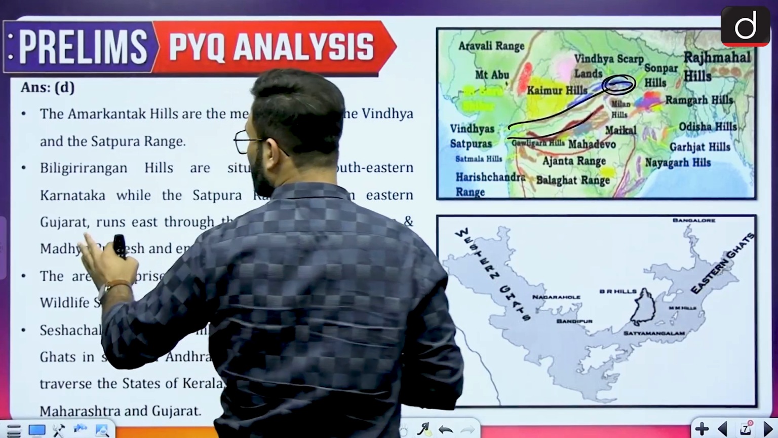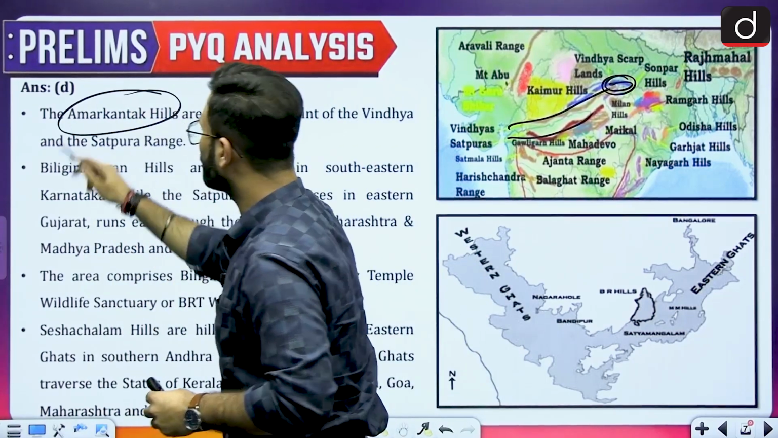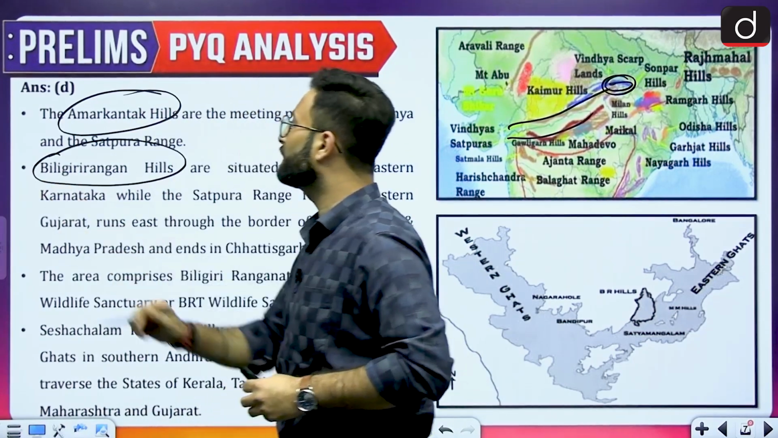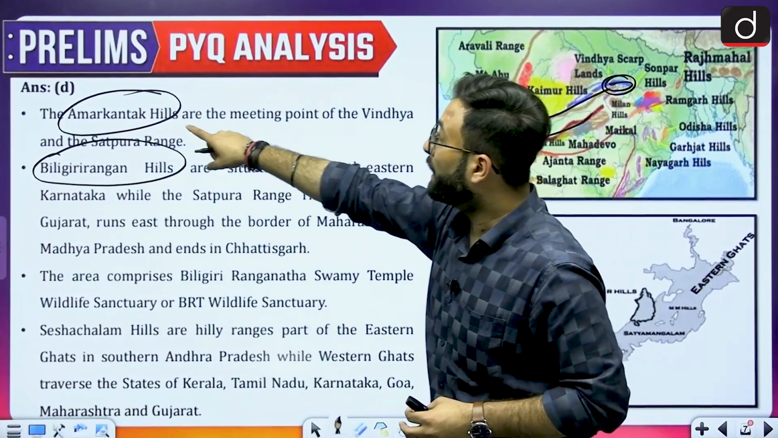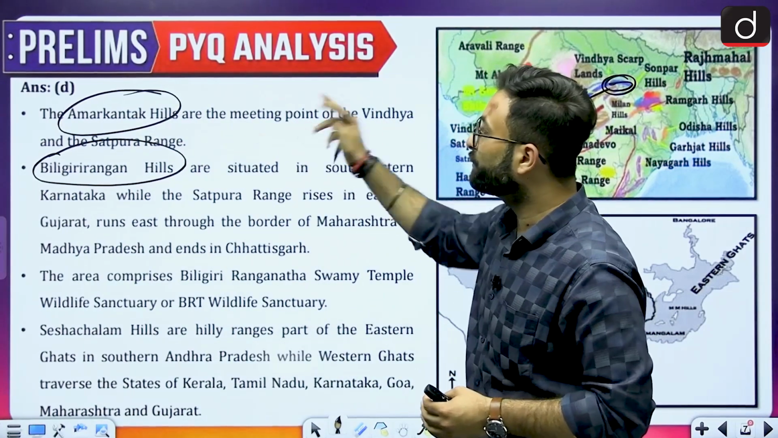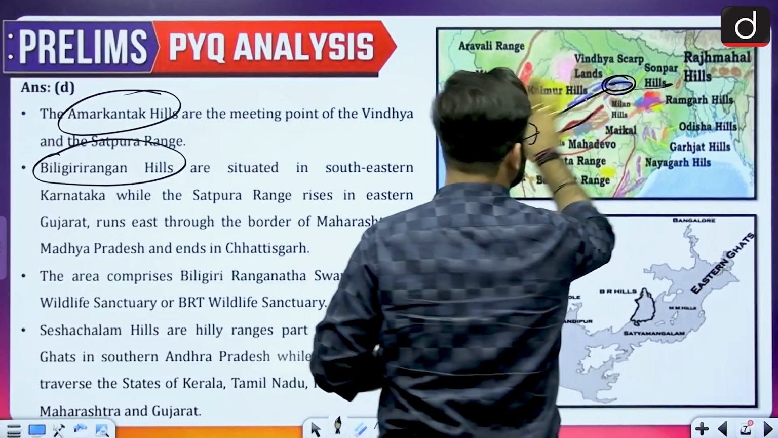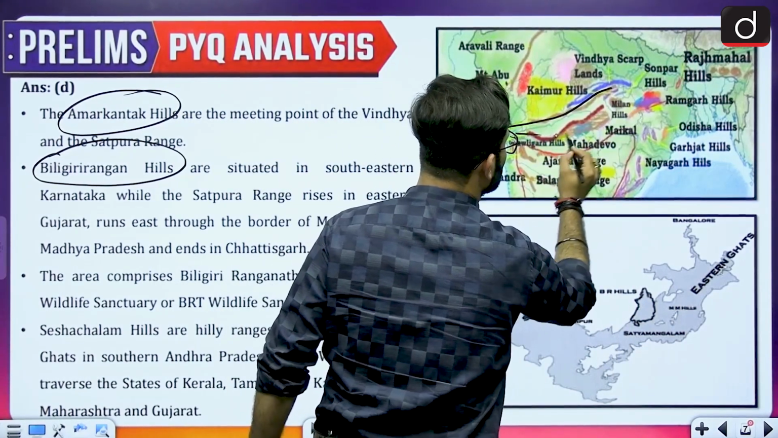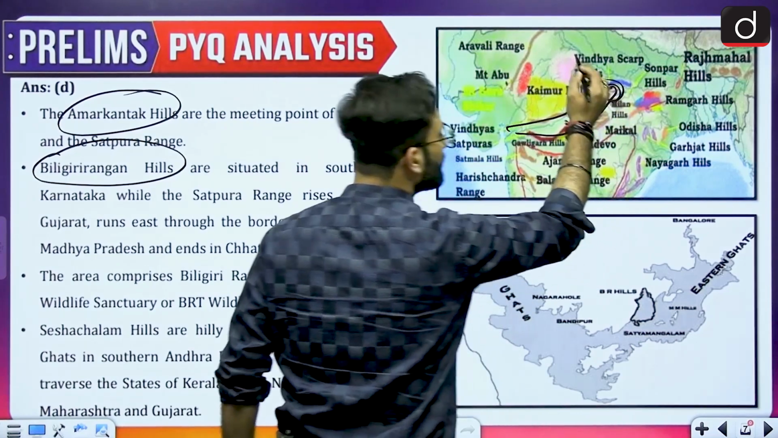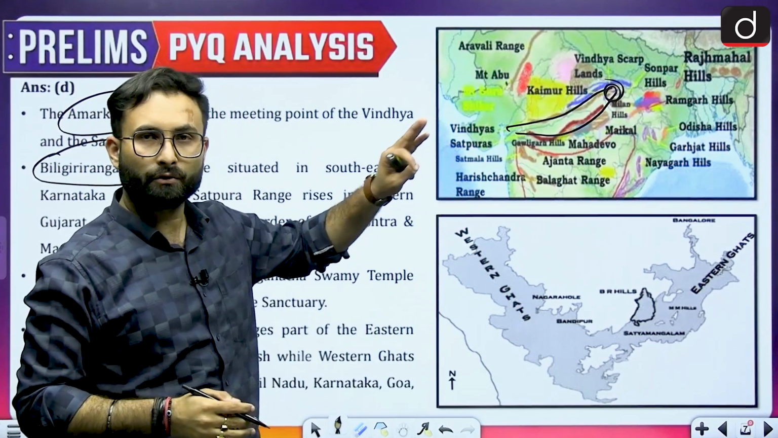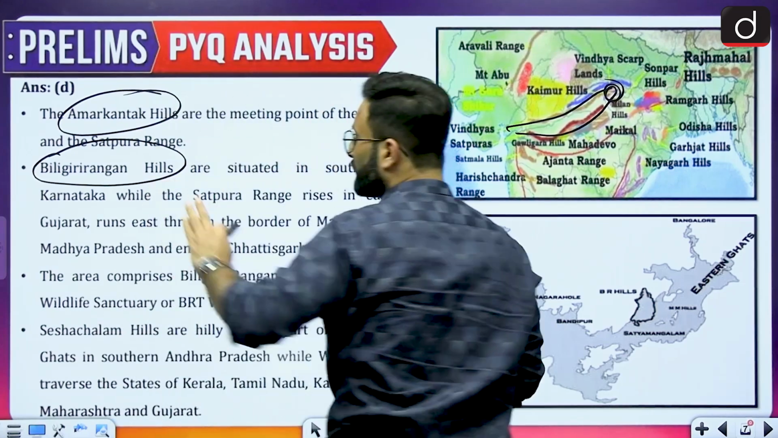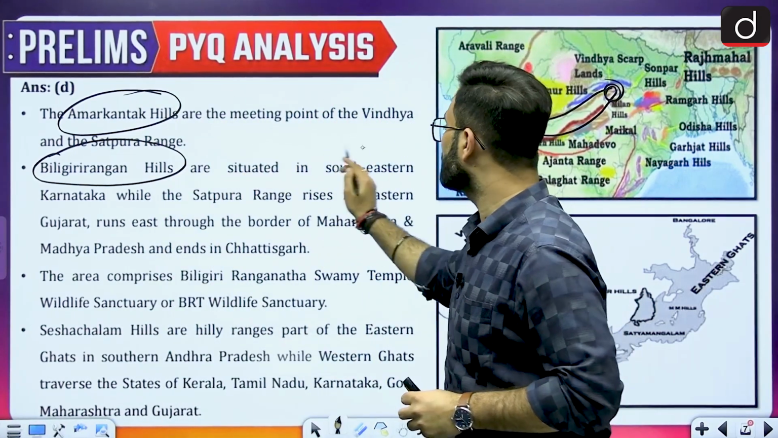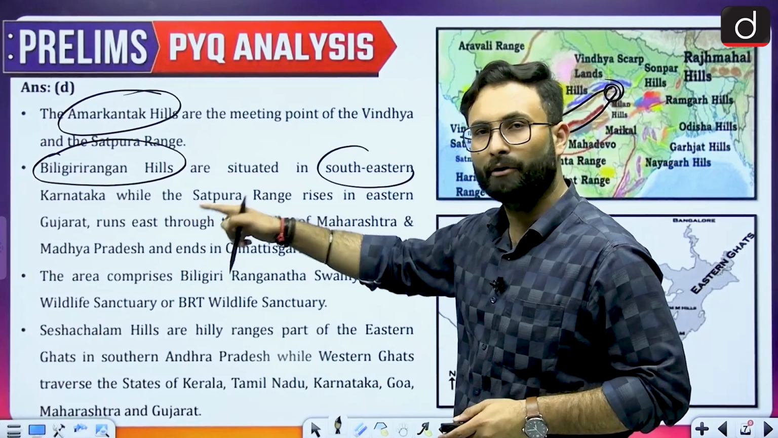Coming to the next one, Amarkantak we have talked about. Coming to the next one, that is your Biligiri Ranjan hills. Here you can see Amarkantak hills are basically the meeting points of Vindhyas and Satpuras. Here, these are your Vindhyas, these are your Satpuras, and this is the area where they have a confluence. So this is the area where you will be having Amarkantak. Coming to the next one, Biligiri Ranjan hills are situated in southeastern Karnataka. I have already told you.